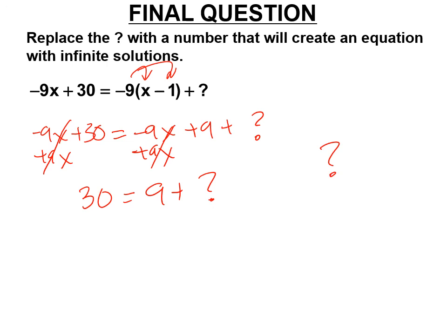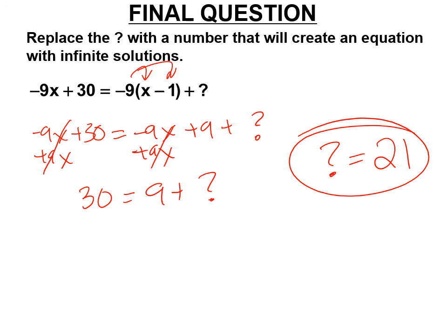So what did the question mark have to be? The question mark has to be 21 in order for that equation to have infinite solutions, right? For infinite solutions, x has to disappear, right? So there can't be any x in the question mark. And we have to have the exact same numbers on both sides. So it has to be 21.